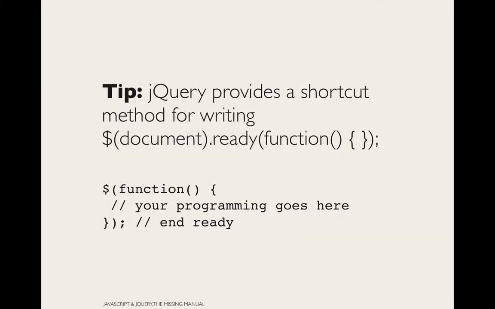So, jQuery provides a shortcut method for writing this big honking document load function. They call it the document.ready function. And the shortcut is just what you see there, the $ sign with the function with the curly braces, and your programming goes there. We're going to talk about this more and what it means at another time, but for right now, instead of window.load, you want to use this document.ready function, either the long form or the short form, until you get used to it. I'd use the long one.